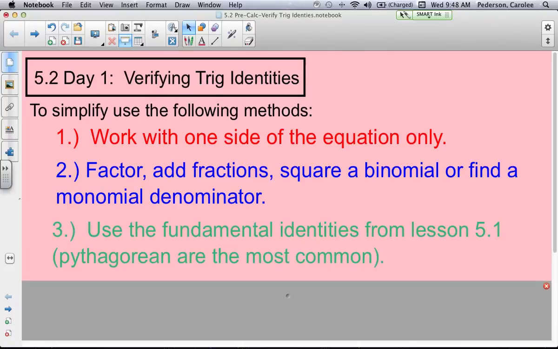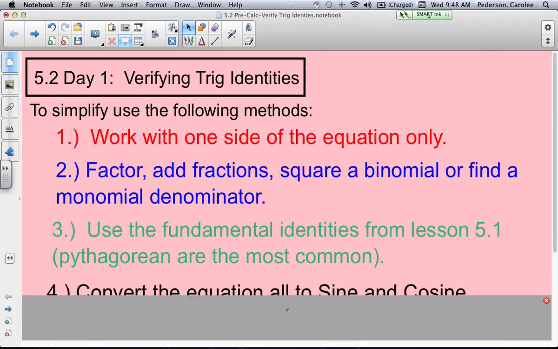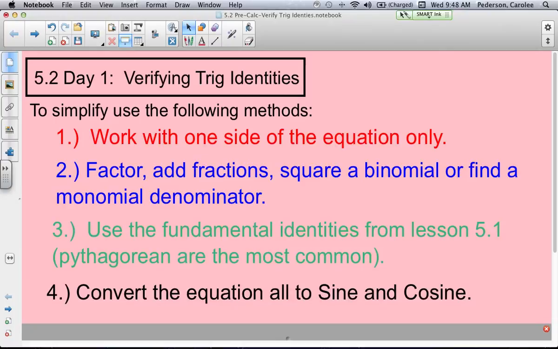Fundamental identities, those are those identities on your gold sheet. The Pythagorean identities pop up a lot. So when they talk about the Pythagorean identities, make sure you know the 3 different forms of each identity, like what we have on the whiteboard here, in the red, black, and blue. The last tool maybe is to convert the entire one side to all sines and cosines, because sine and cosine functions are the most popular of the identities. So let's go on to our first example. It's what I do want you to write down.